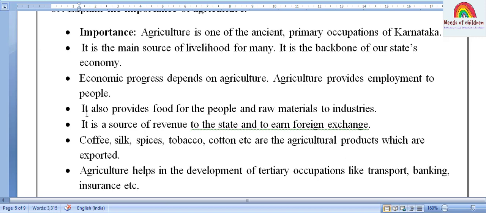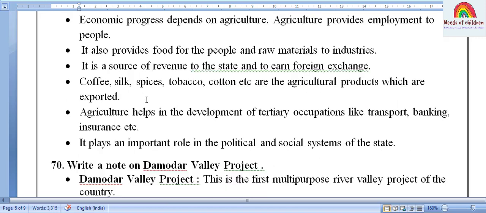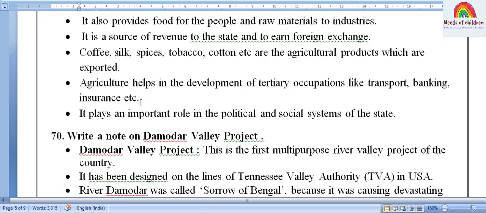Agriculture provides employment to people. It also provides food for the people and raw materials to the industries. It is a source of revenue to the state as well as the country, and helps to earn foreign exchange. Coffee, silk, spices, tobacco, cotton, etc.